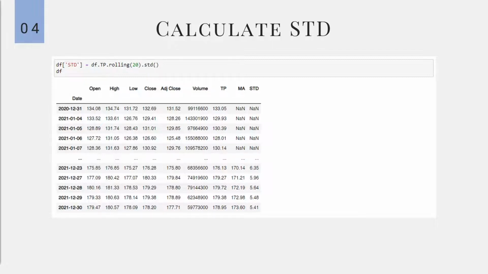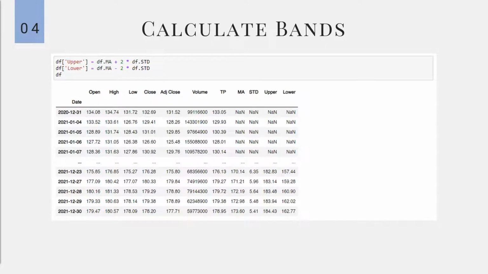In the next step we take the standard deviation, we use the rolling function again and .std. Right, and then lastly we take the upper and lower band, which is for the upper band the moving average plus 2 times the std, and the lower band with minus. Alright, that's already all the values that we need.